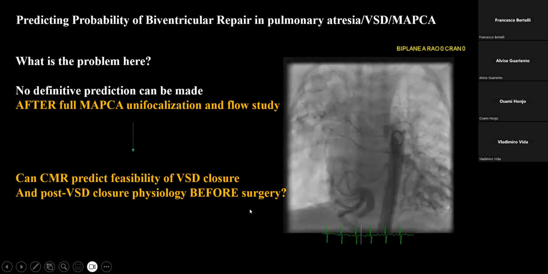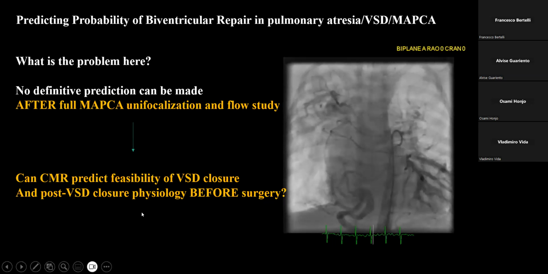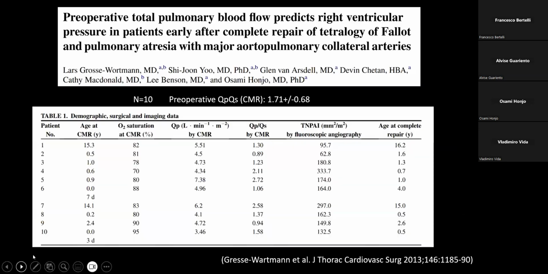So what's wrong with this? This is really predictable and reproducible. But the problem here is that we don't have any prediction until after full unifocalization and then the flow study. So everything's done when you unifocalize all MAPCAs and then perform the pulmonary blood flow study. Our question is whether cardiac MRI can predict this phenomenon, the feasibility of VSD closure and the post-VSD closure physiology, such as RV pressure, before surgery occurs, which is an interesting research question.